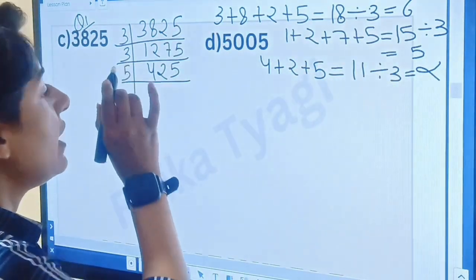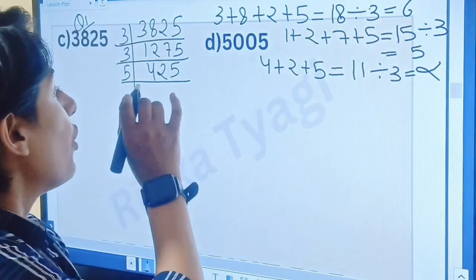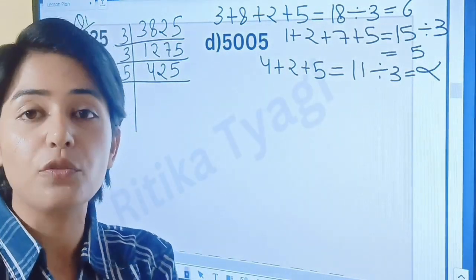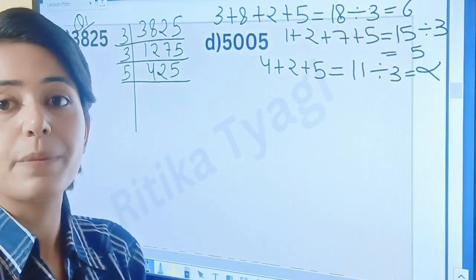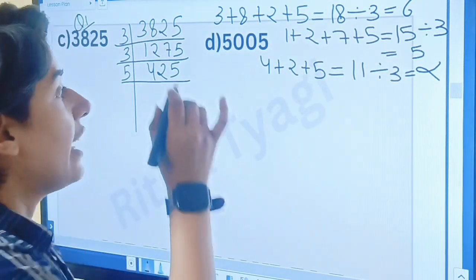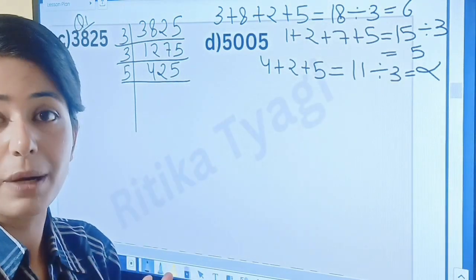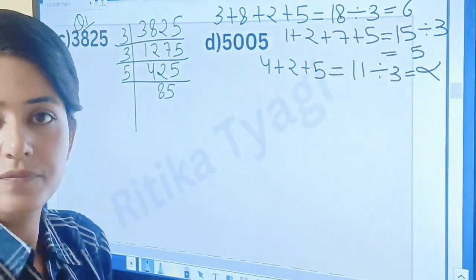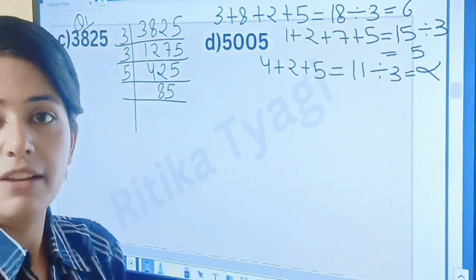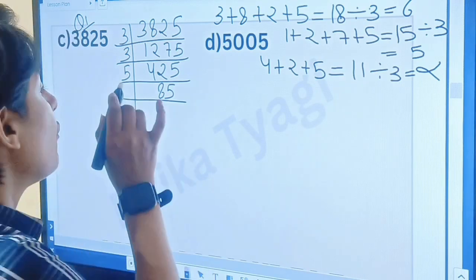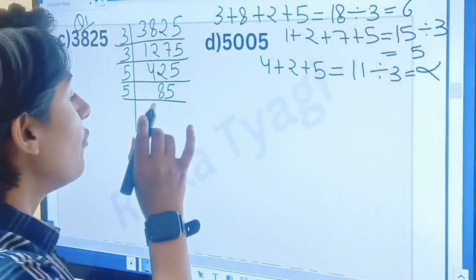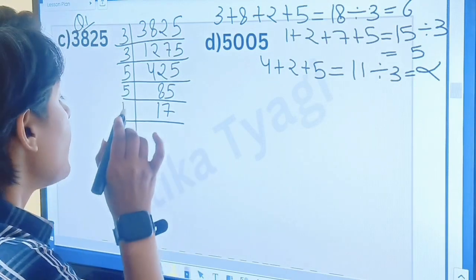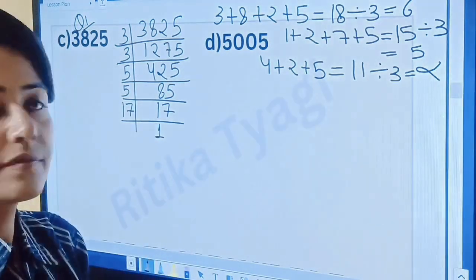So we have to divide it by 5. We divide 425 by 5 because according to the divisibility rule of 5, the number must end with 0 or 5. Here the end digit is 5. So it is divisible by 5, not by 3. We get 85. Now 85 also ends with 5, so further divisible by 5, we get 17. And 17 is a prime number, so it is divisible by itself.